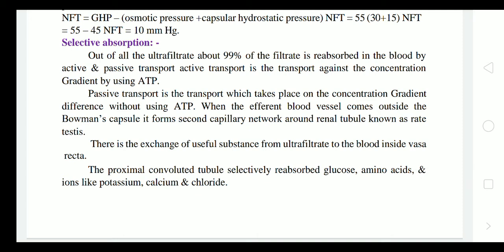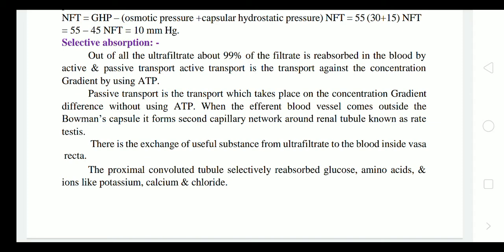Selective reabsorption. Out of all the ultrafiltrate, about 99% of the filtrate is reabsorbed into the blood by active and passive transport. Active transport is transport against the concentration gradient, that means from the lower to the higher, by using ATP. Passive transport is along the concentration gradient without using ATP, that is directly from the higher to the lower.